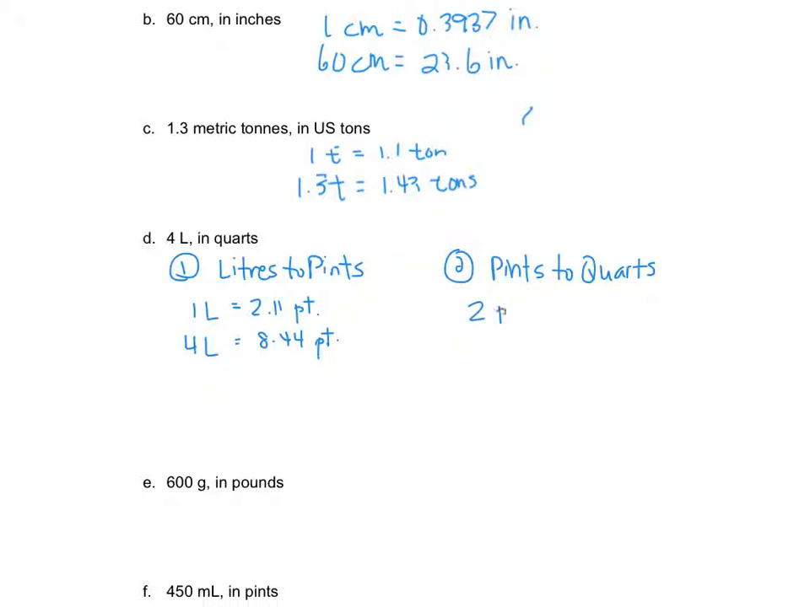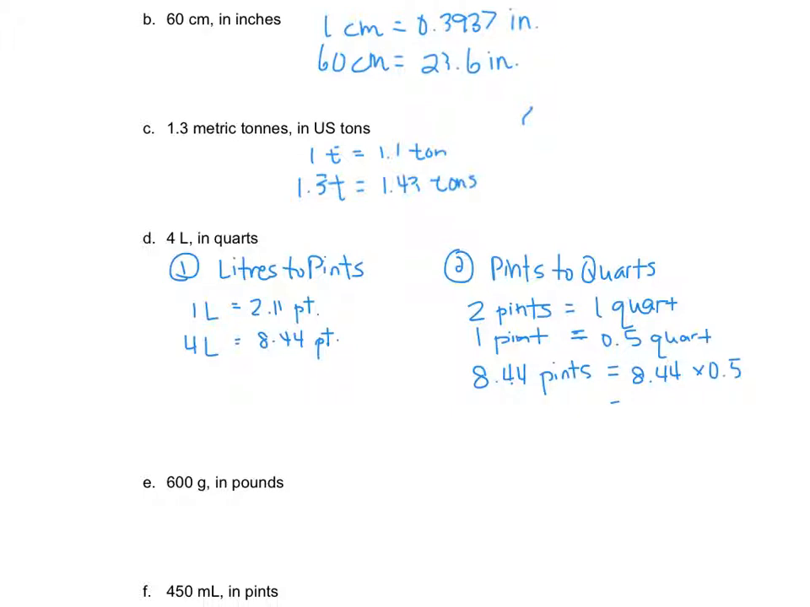Now if we take that measurement and convert from pints to quarts, from our charts we know that 2 pints is the same as 1 quart, which means that every pint is the same as half a quart, which means that if I have 8.44 pints, I'm going to want to divide that by 2 or multiply by a half to convert it into quarts. So it would be 4.22 quarts.